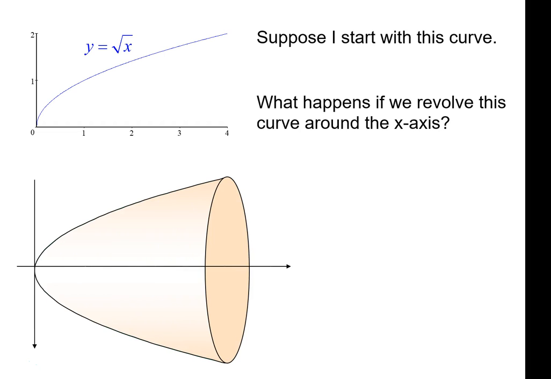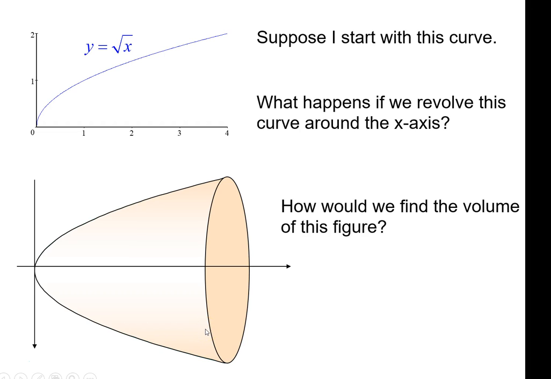Sometimes these are kind of hard to picture, and there's some software we can look at online that'll help you generate these images. But basically, if you see this picture, if you take this line and you rotate it around the axis, you get this sort of, I don't know, it almost looks like a bowl turned on its side. And what we want to know is how to figure out the volume of that figure.